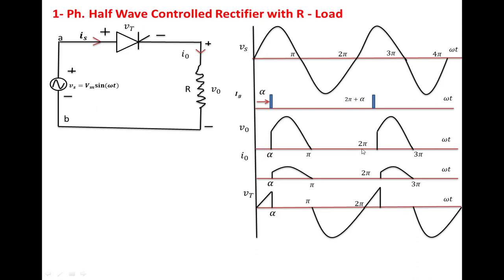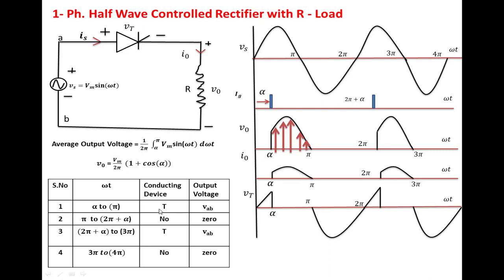Now to find the average output voltage, from 0 to 2 pi, what waveform is there? The same waveform is repeating. This is the repeated waveform. Now we are going to find the area under this curve. The base length becomes 2 pi. So 1 by 2 pi integral alpha to pi Vm sin omega t. This integration gives the area under this curve. If we complete this integration, we get V0 equal to Vm by 2 pi into 1 plus cos alpha.